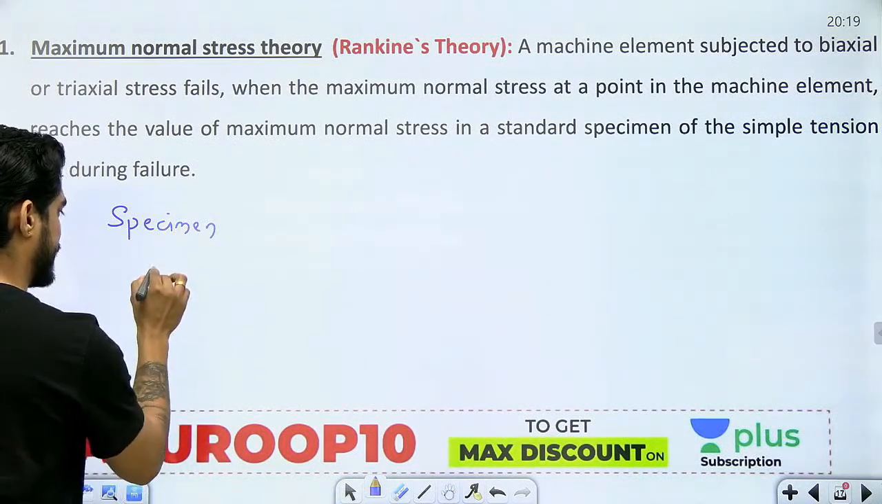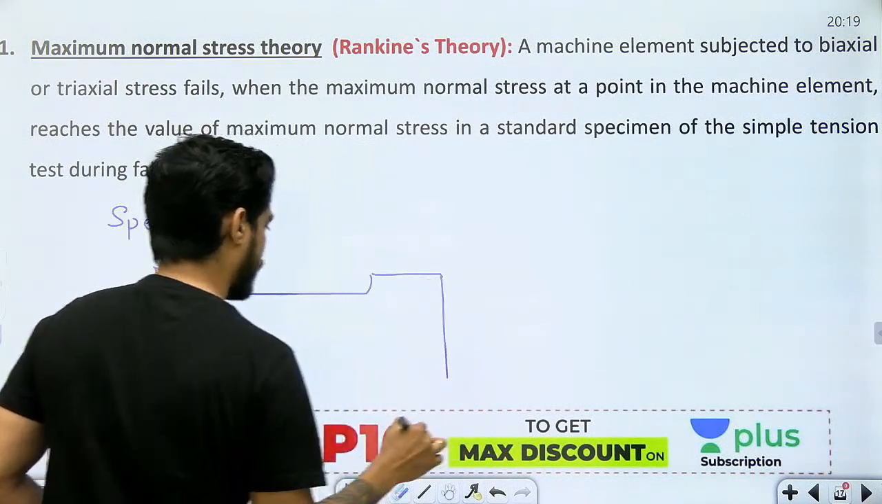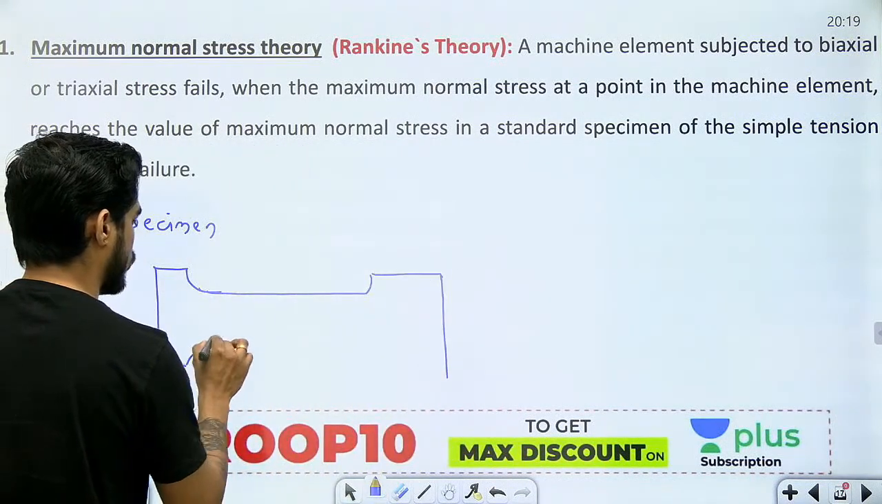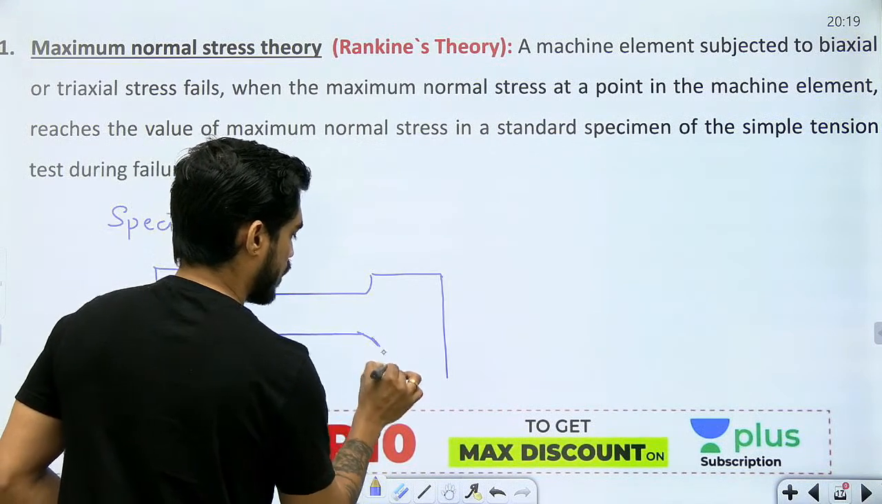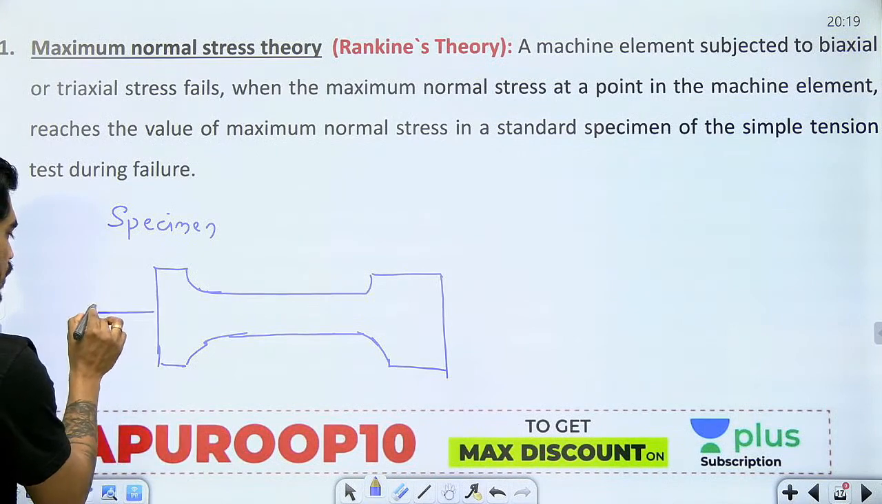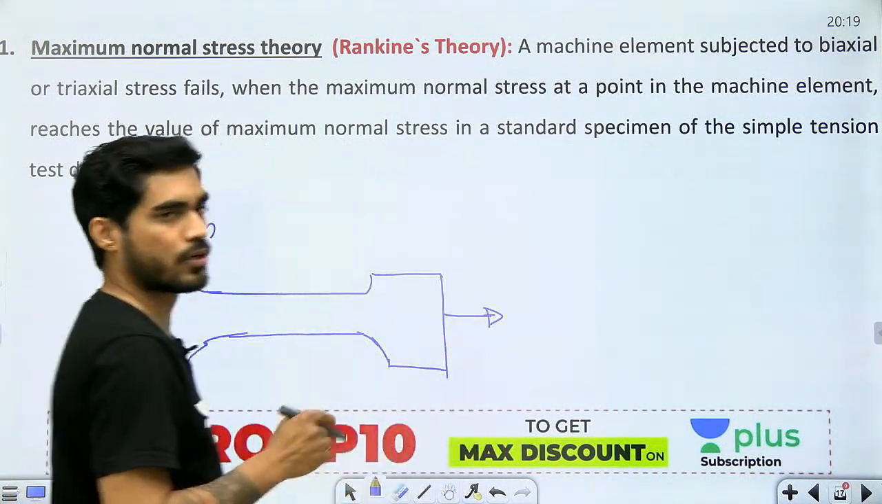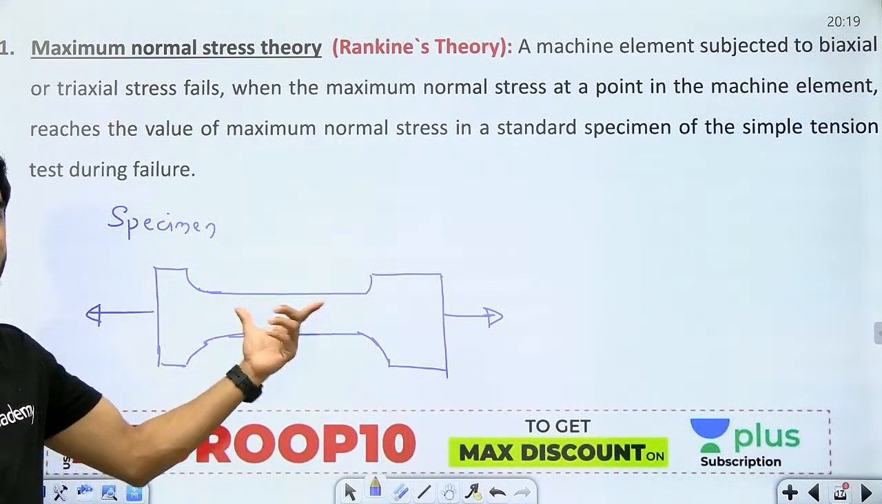So beta, this is the specimen. ये अपना specimen होता है. हॉरिजॉन्टल ड्रॉ कर रहा हूं in order to save the space. It is subjected to uniaxial test, uniaxial load, right? In simple tension test, this is the load.